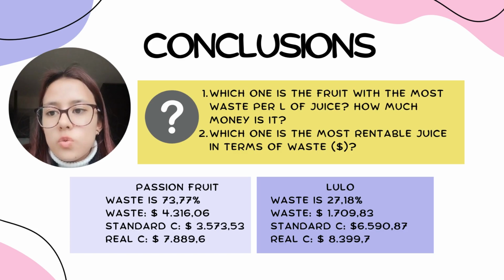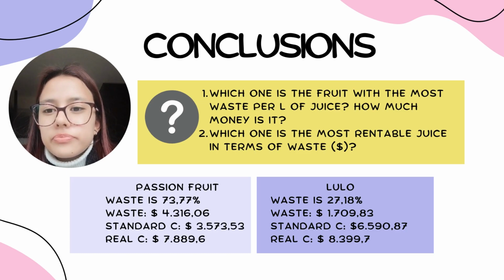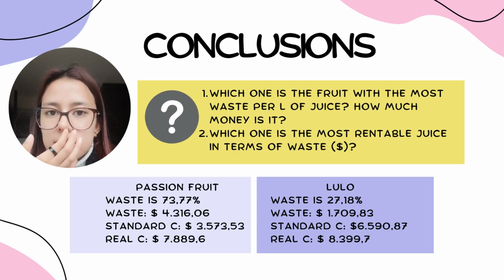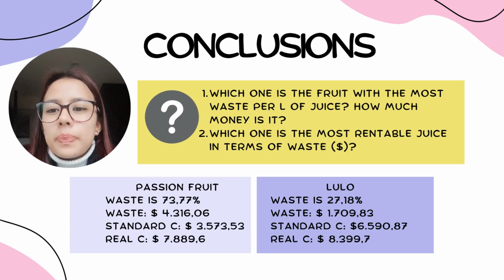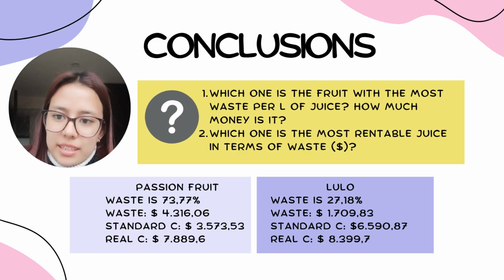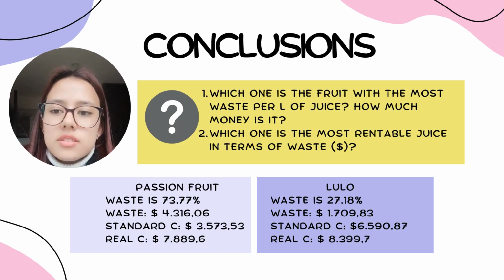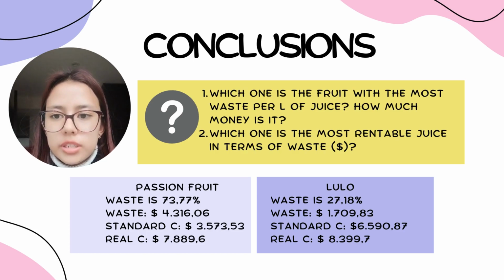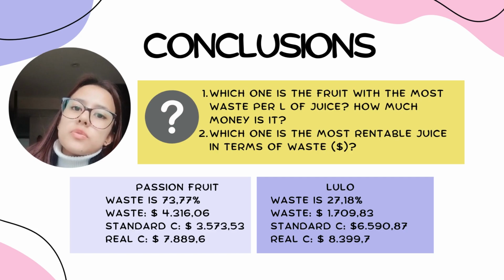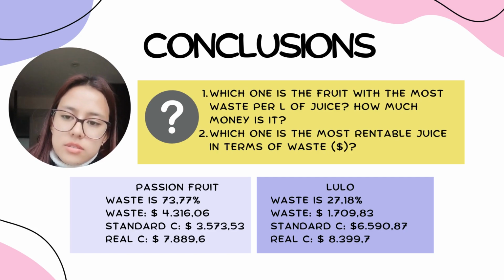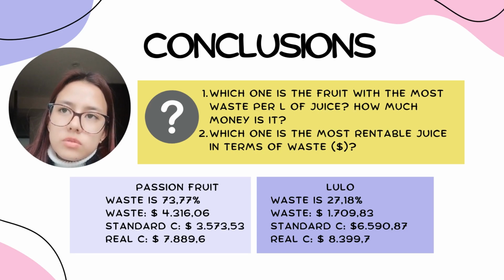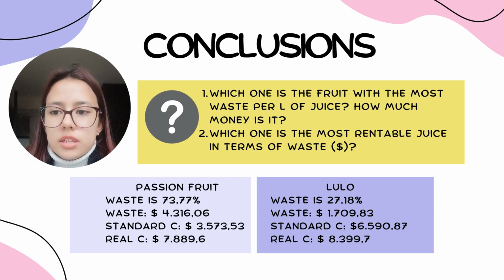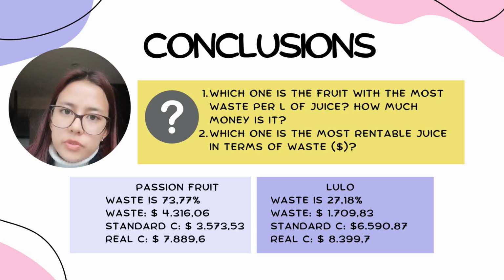And the second question was which one is the most rentable juice in terms of waste. In this case it will be the lulo juice, because even though the lulo fruit has a higher price, the waste is like half of the other waste, so it will be more rentable to use this kind of fruit because you could use less fruit in order to produce more liters and you will have less waste, so the standard cost wouldn't be as different as the real cost in that case, and it wouldn't happen in the passion fruit. And that's it.